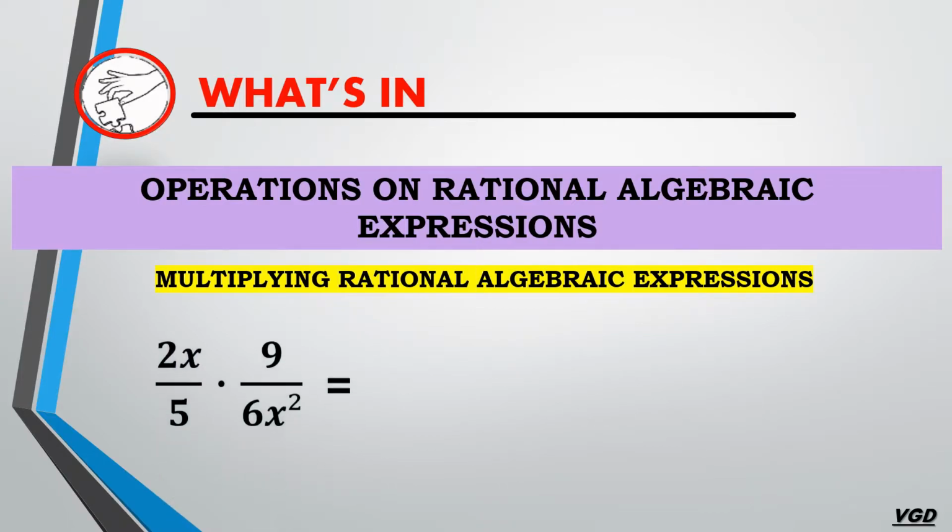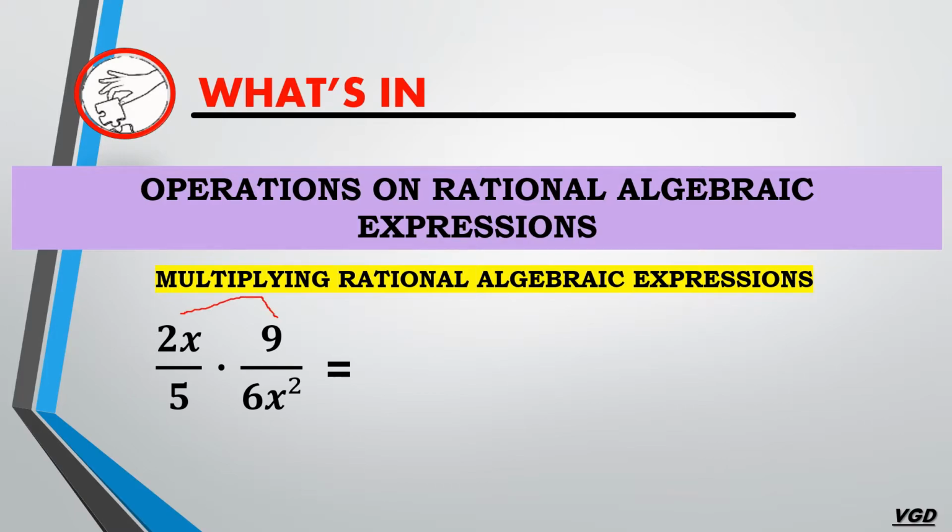So we have here, for example, 2x over 5 times 9 over 6x squared. As we all know, in multiplying rational algebraic expressions, we just multiply numerator to numerator, then denominator to denominator. So we get 2x times 9 is equal to 18x, and 5 times 6x squared is equal to 30x squared.